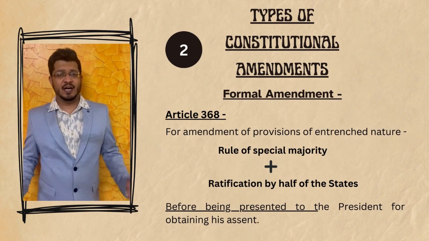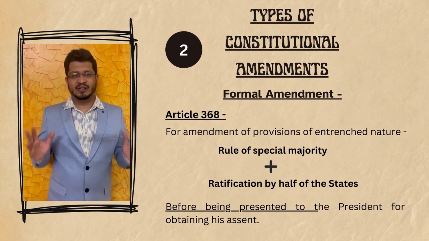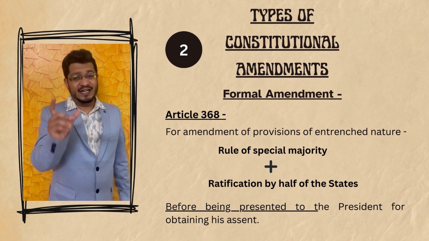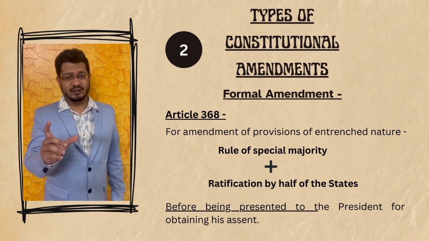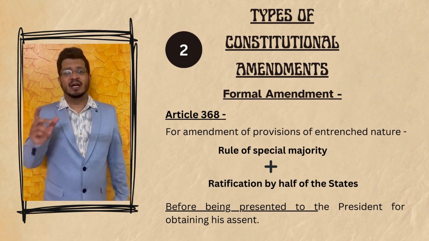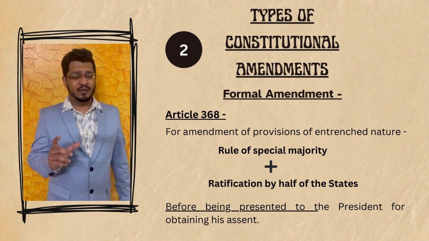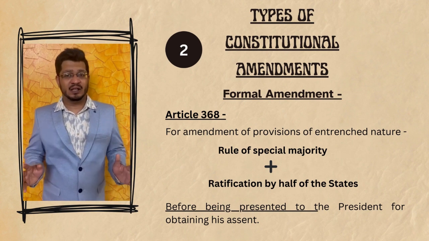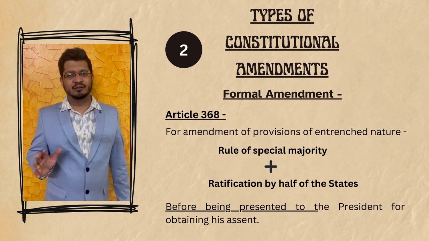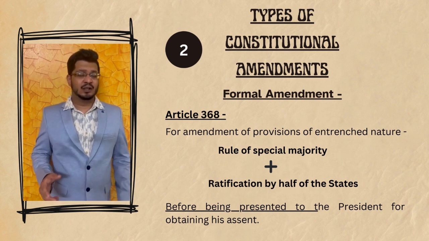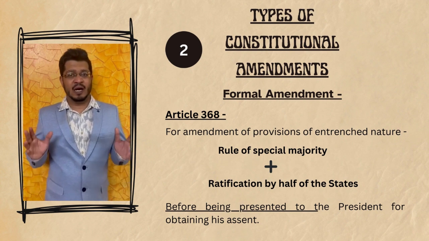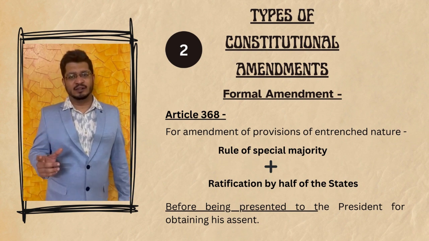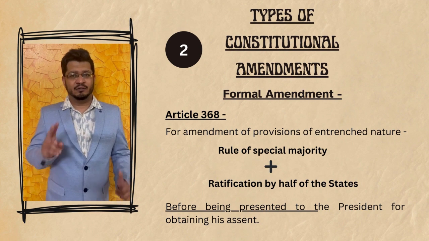Let us try and become familiar with the method for amendment of entrenched provisions of the Constitution. Like we saw previously, entrenched provisions are those provisions of the Constitution which are related to the federal character or federalism existing within the Union of India. So what is the procedure for amendment of such provisions? The procedure consists of two parts.